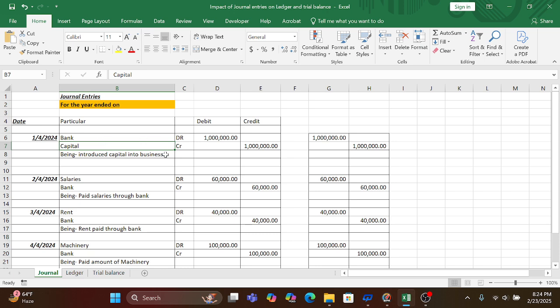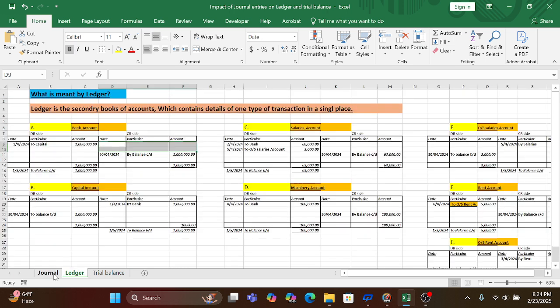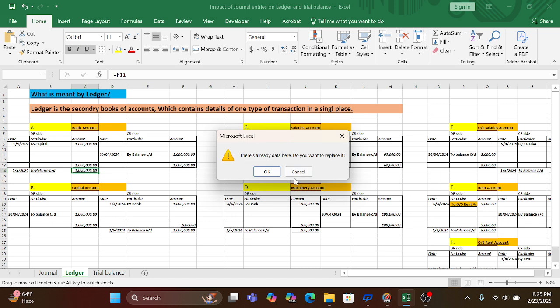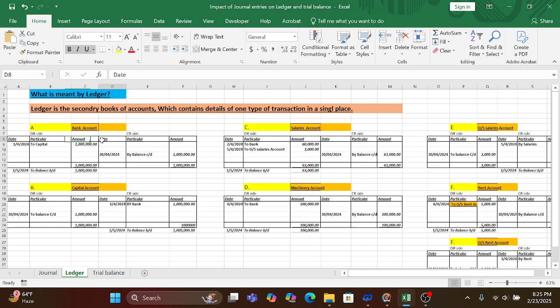So how will it be reflected in a ledger? Here I have shown the balance in a bank account. So how it is prepared and how it looks in a ledger, we have to show the particular date, particular amount. This is a debit side and this is a credit side.